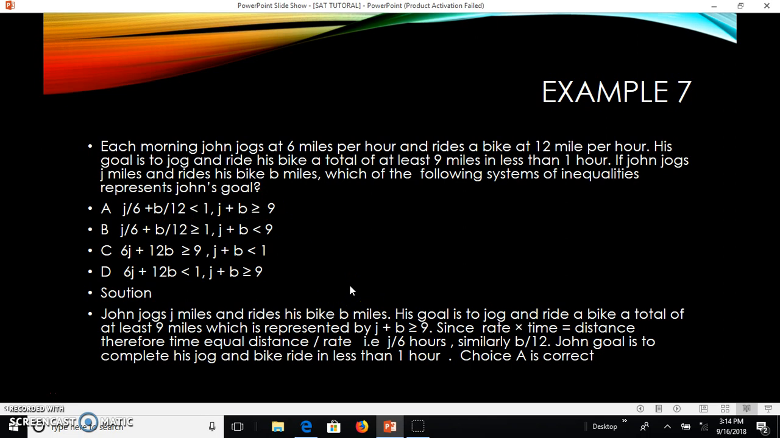So you have to be very careful when you're picking your answer and pay attention to units. So that's that. The answer is A. You can look at it yourself too.